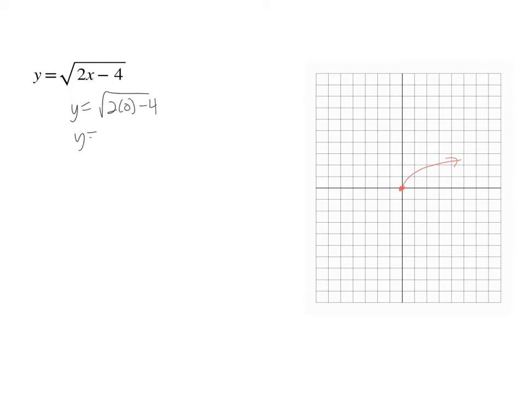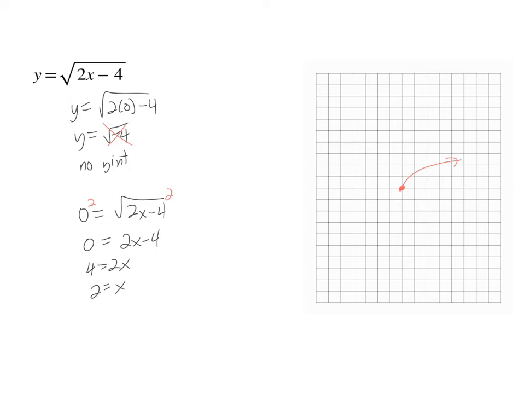And that'll give us square root of -4, which we can't do, so that means there is no y-intercept. Okay, right, just because we can't do square root of -4, so that gets rid of that. For the x-intercept, to get rid of the square root, let's square both sides. So that'll give us 0 equals 2x minus 4. Bring the 4 to the other side, divide by 2, and we get 2.